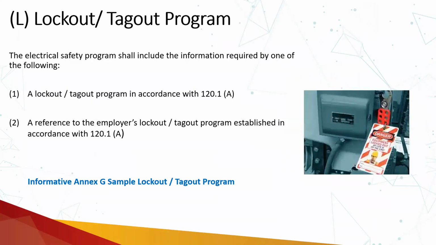Then part L talks about the lockout and tagout program. A lockout and tagout program could be part of your electrical safety program, or you can refer to the lockout and tagout program in your electrical safety program, stating that the lockout and tagout program exists. So the electrical safety program shall include the information required by one of the following: a lockout and tagout program in accordance with article 120.1A, or a reference to the employer's lockout and tagout program established in accordance with 120.1A. Either we incorporate the complete lockout and tagout program in our electrical safety program, or we can refer to the fact that we have a separate lockout and tagout program established.